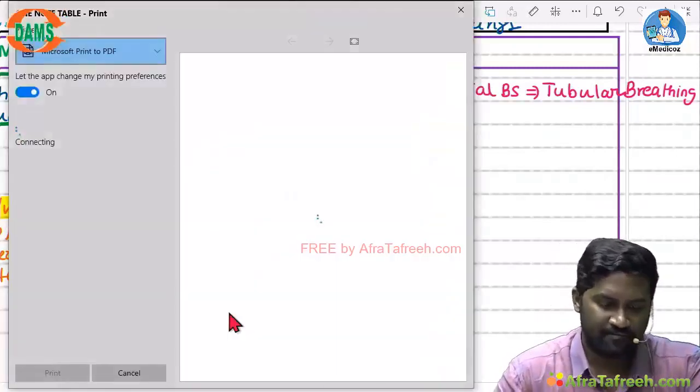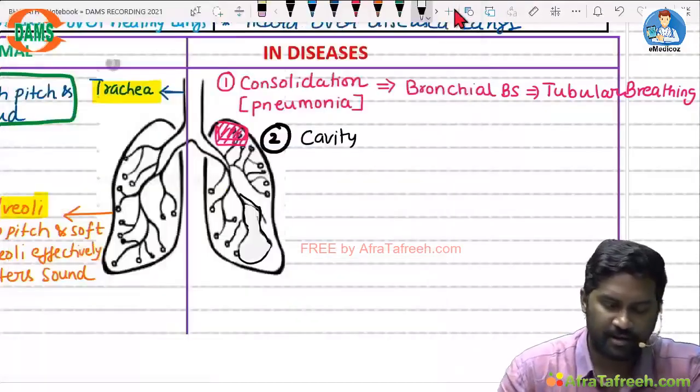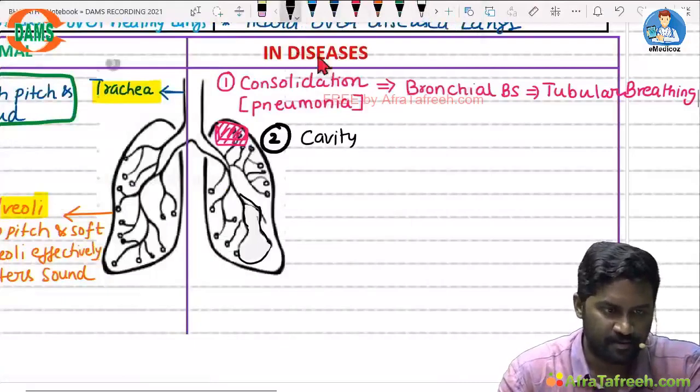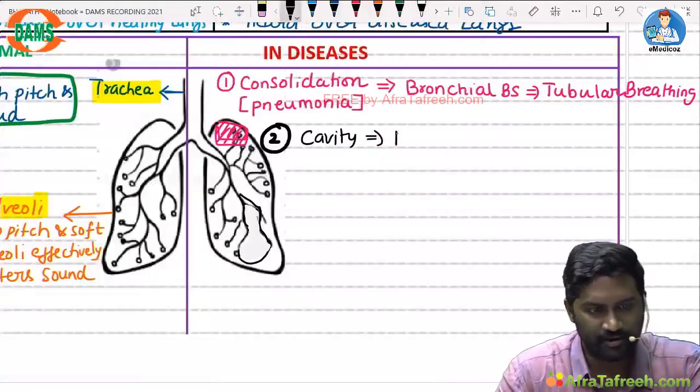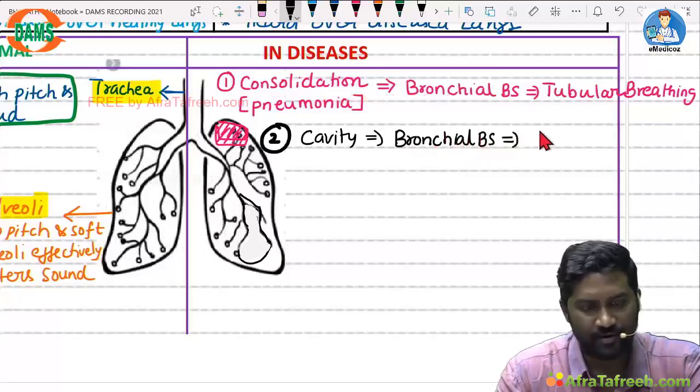In a cavity there will be bronchial breathing. This bronchial breath sound in a cavity is called cavernous breathing.